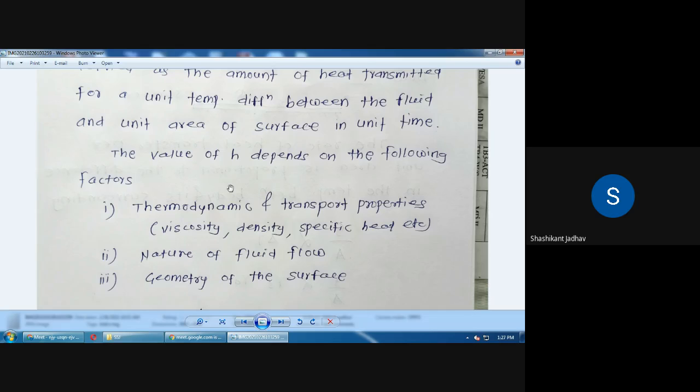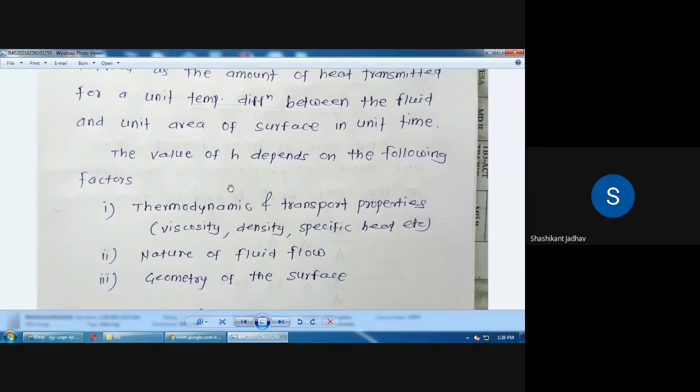Then third is geometry of the surface. Whatever surface we are considering, on that surface fluid is flowing. So what is the geometry of that surface? There are different shapes possible. Due to that shape, the heat transfer coefficient will be different. So according to the shape, the heat transfer coefficient depends.